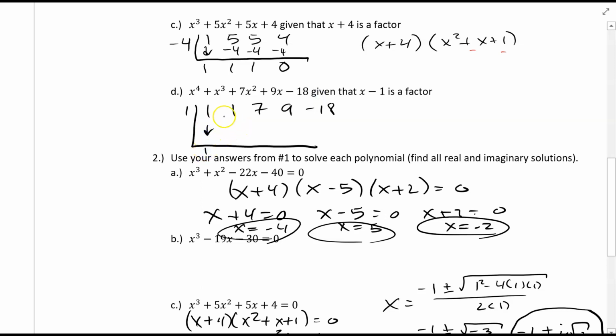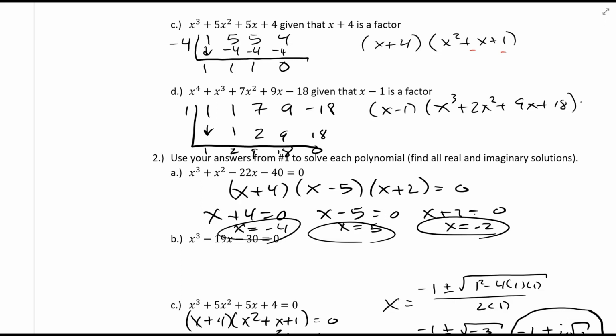So just like the previous ones, that works. Again, I got remainder 0. So I have x minus 1, then I have x cubed plus 2x squared plus 9x plus 18. Am I okay to there, everybody? Okay. So x cubed plus 2x squared plus 9x plus 18 has 4 terms. If I go to my factoring tree, if I'm going to factor something with 4 terms, I'd want to use grouping.